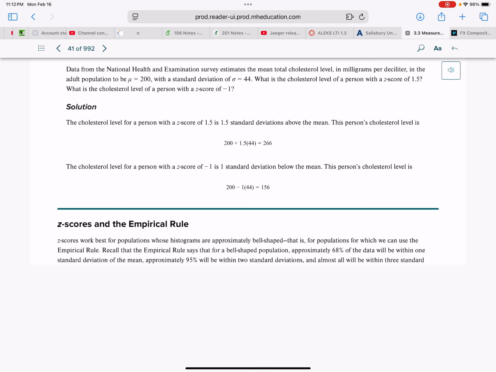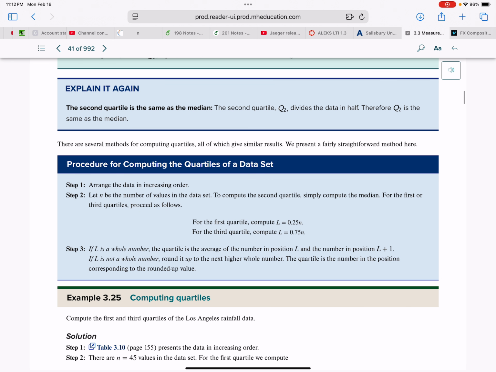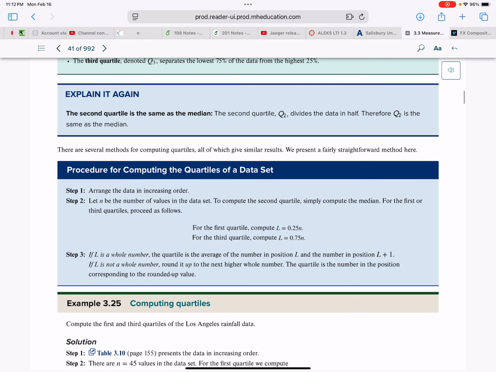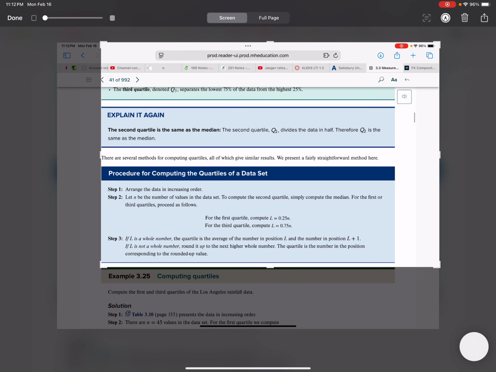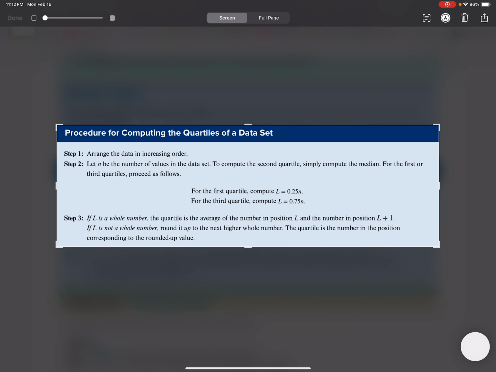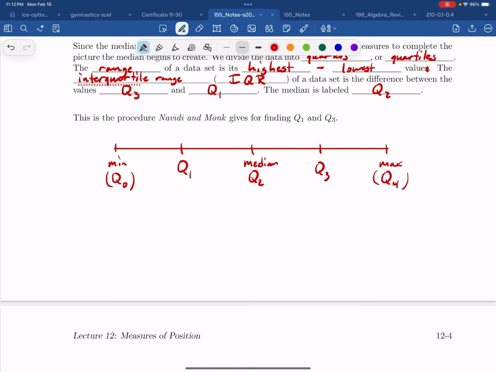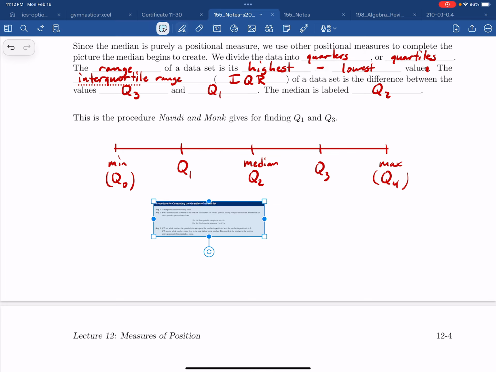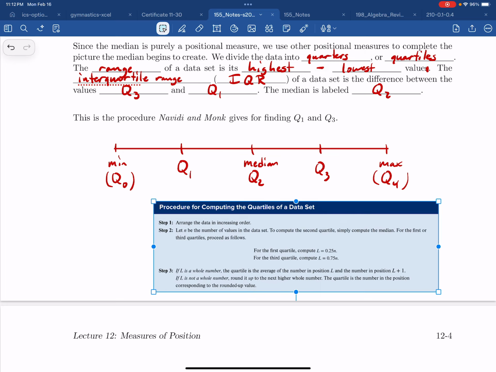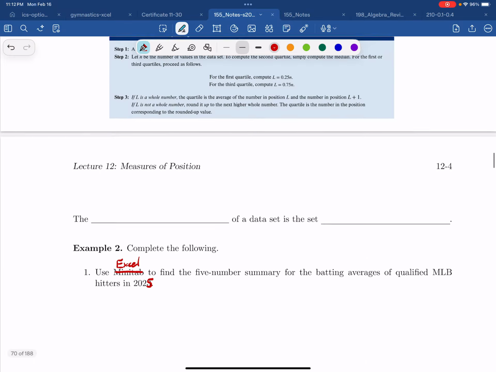Let's look at quartiles right here. All right, here you go. Oh, let's try that again. There we go. There, and then there. And we shall copy and delete. There we go. So there's our procedure, okay?